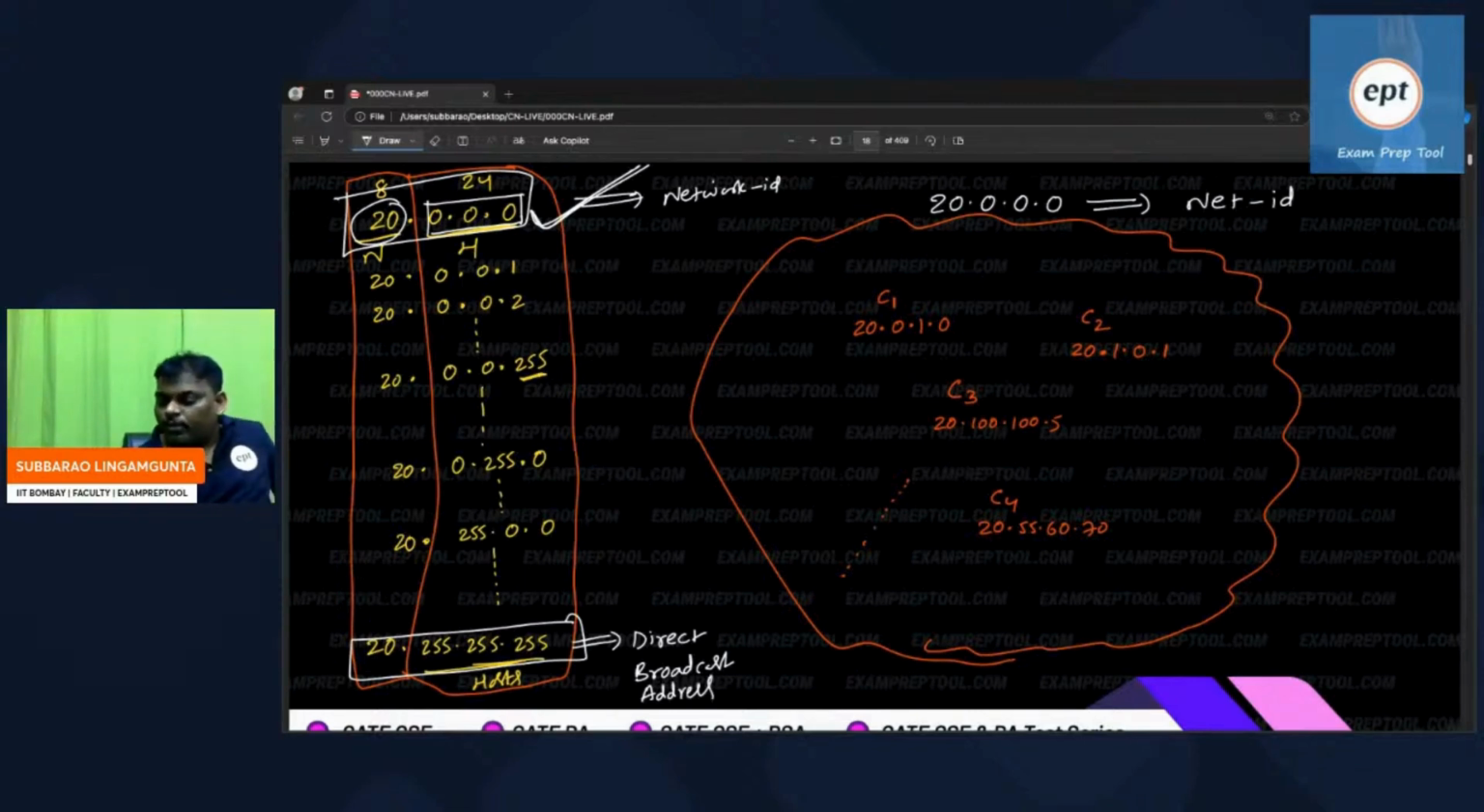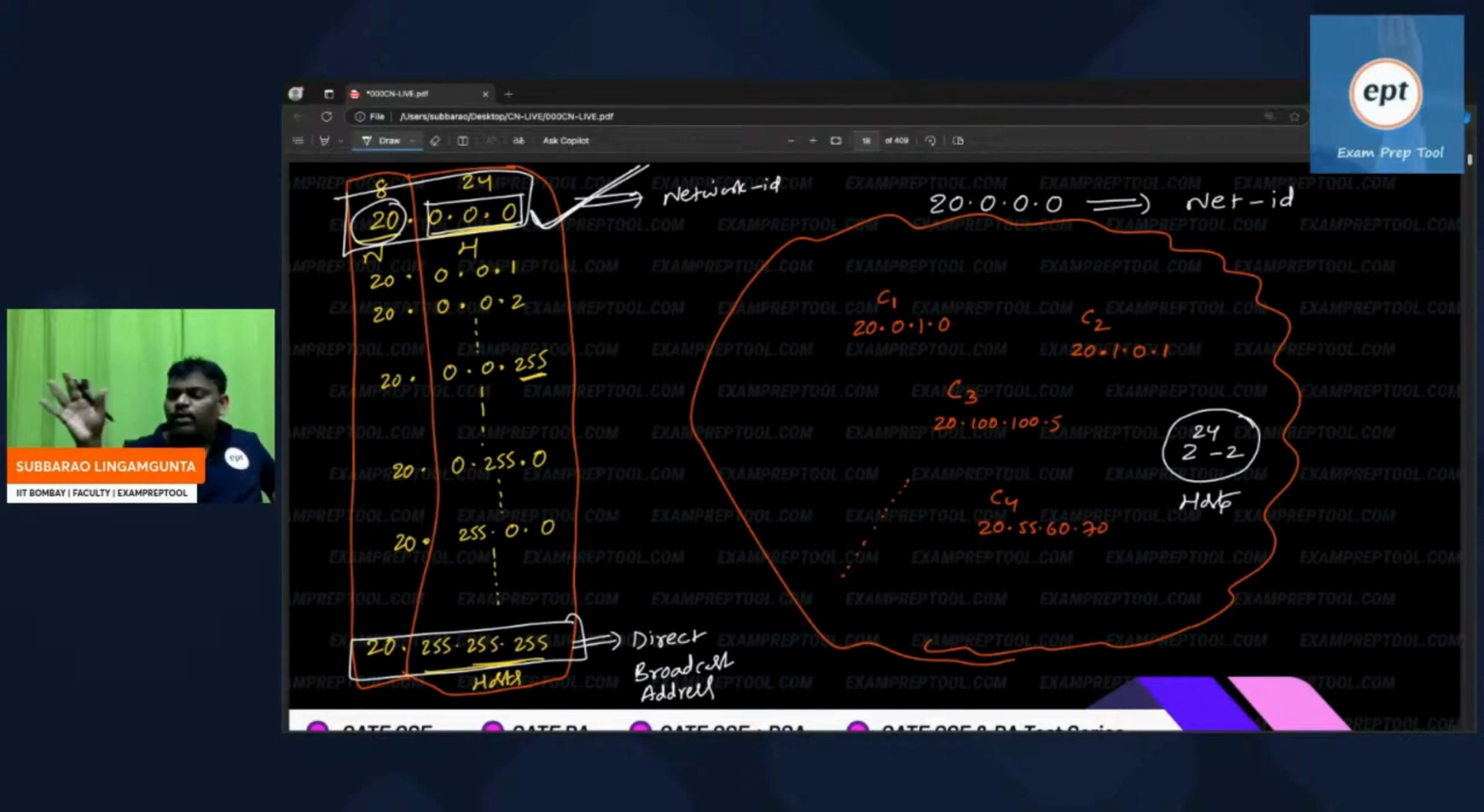Can you help me now? In total, how many hosts? See this one: 2 power 24 minus 2 hosts. These many computers you can connect. There are 2 special addresses. The first one and the last one you cannot use.